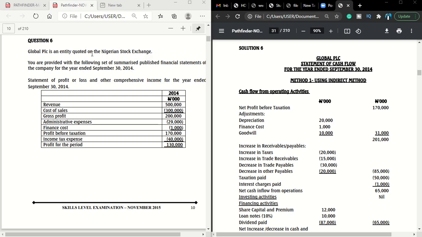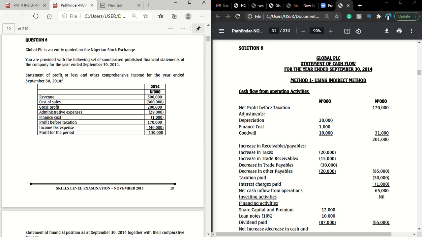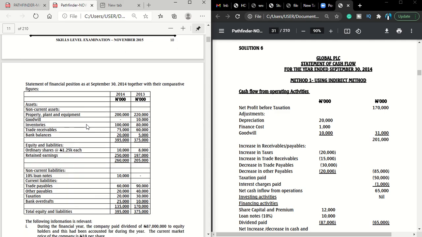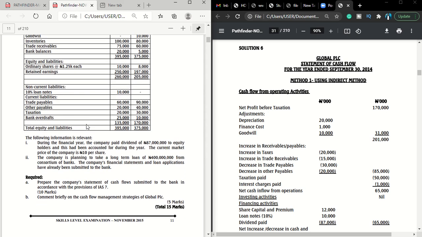C is an entity quoted on the Nigeria Stock Exchange. You are provided with the following set of summarized published financial statements of the company for the year ended September 30th, 2014. Statement of profit or loss and other comprehensive income for the year ended September 30th, 2015 were given below. We are also given statement of financial position. All figures are assumed to be correct.